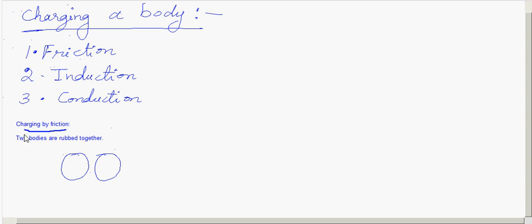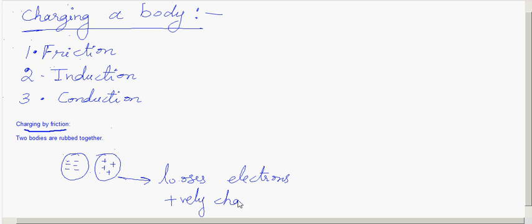Second one is induction. Third one is conduction. So a body can be charged by three means. First one is friction, second one is induction, third one is conduction. First we'll take up charging by friction.